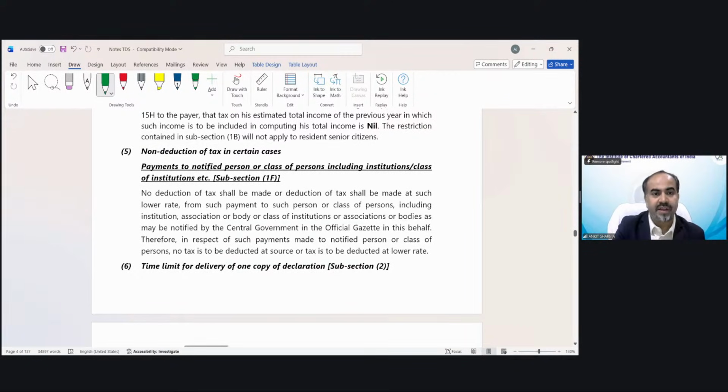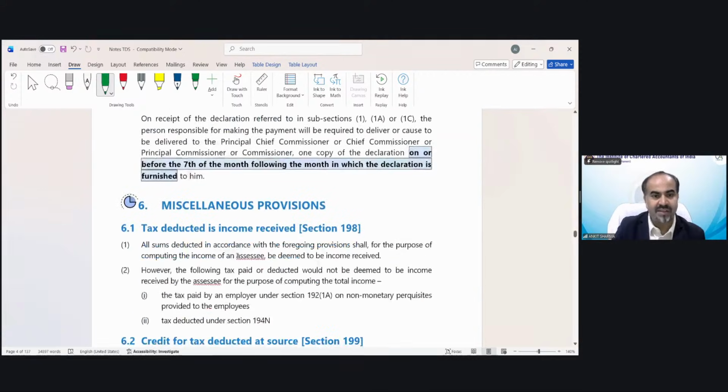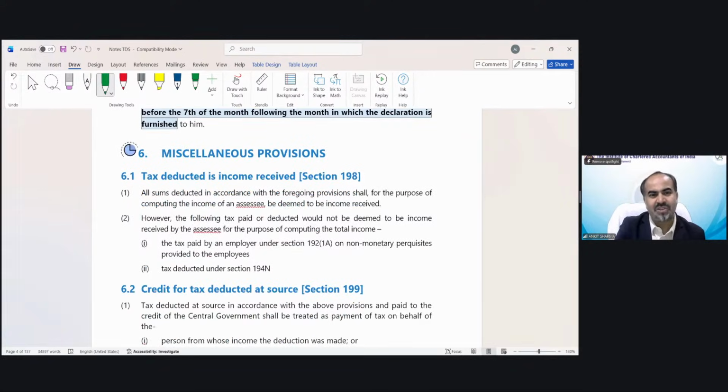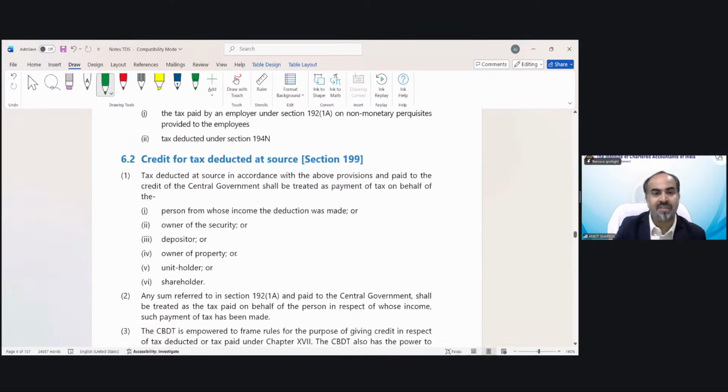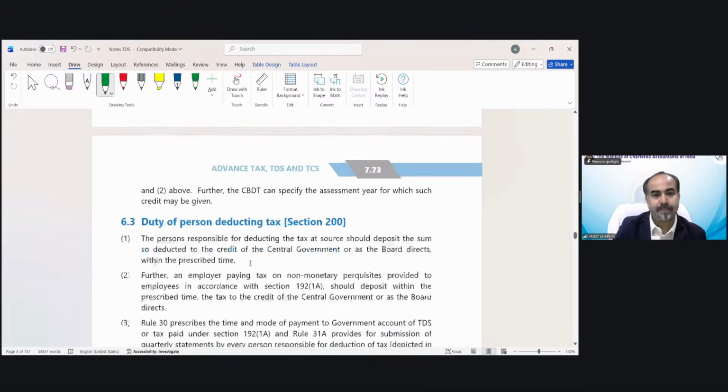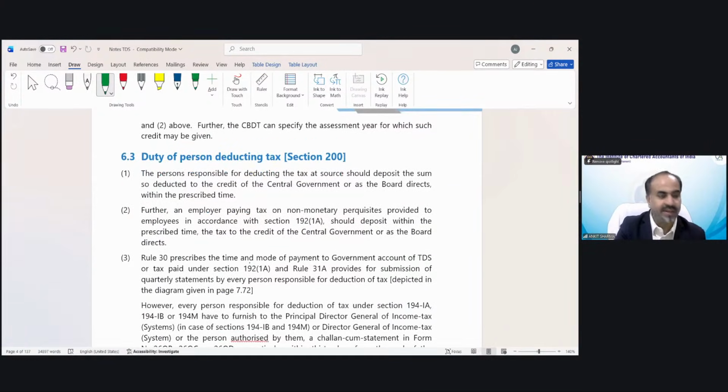No deduction in certain cases, notified person, time limit for delivering of query, etc. Miscellaneous provisions, that's for your reading purpose. There is nothing technical. Tax deducted is income received, credit of tax deducted, duty of the person deducting the tax: the person who is deducting the tax has to file a return, etc.